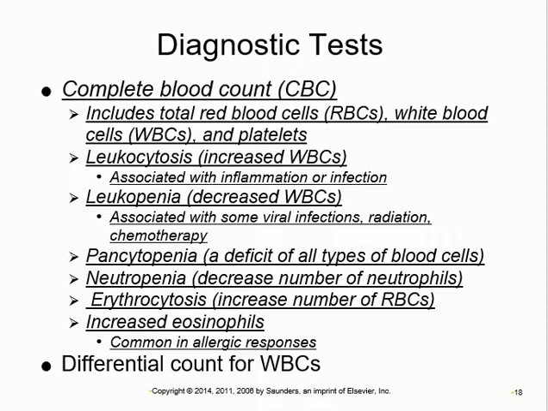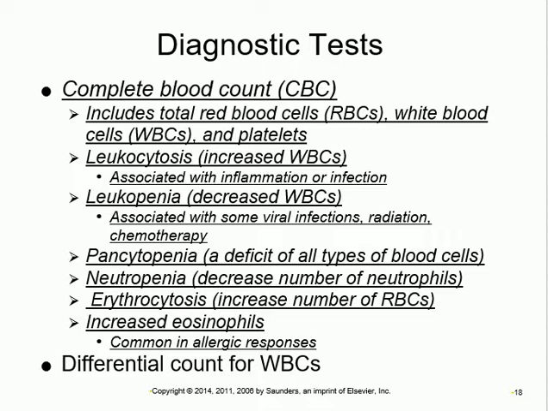Differential means you don't only tell me how much white blood cells, red blood cells, and platelets. That's not enough. You tell me specifics about the white blood cells. Don't tell me white blood cells are 20,000. That's complete blood count. But you need to tell me how many eosinophils, how many basophils, how many neutrophils. So you need to be specific here, okay?